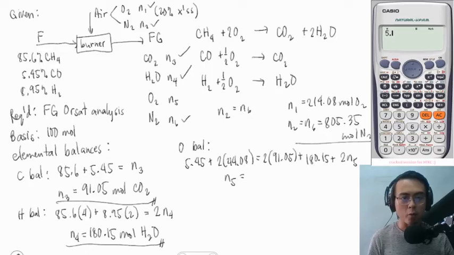So that is 5.45 plus 214.08 times 2 minus 2 times 91.05 minus 180.15, all over 2.